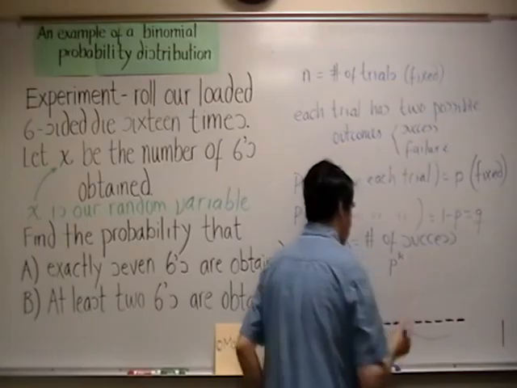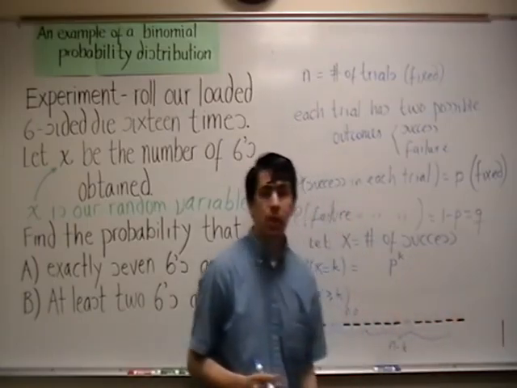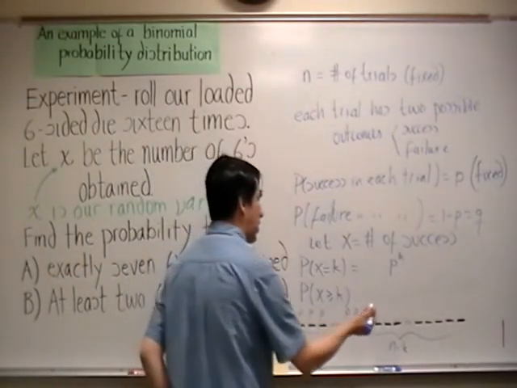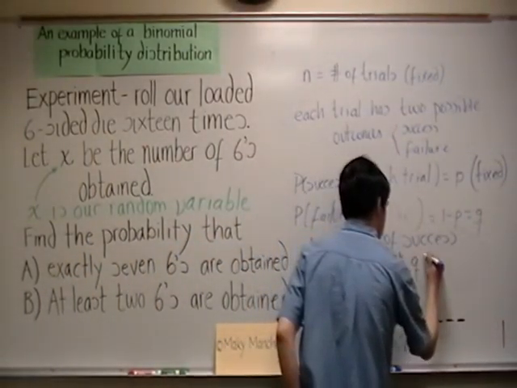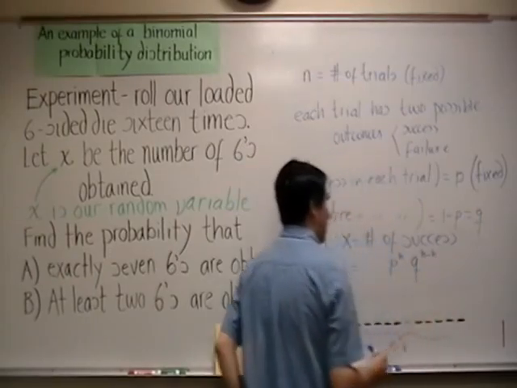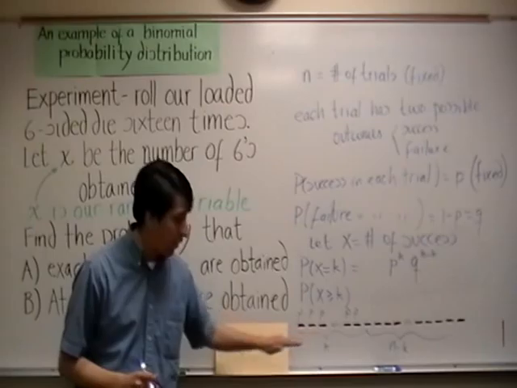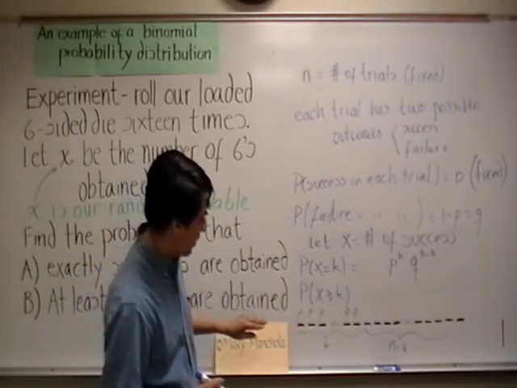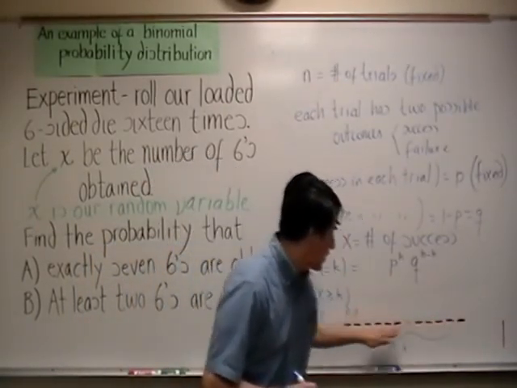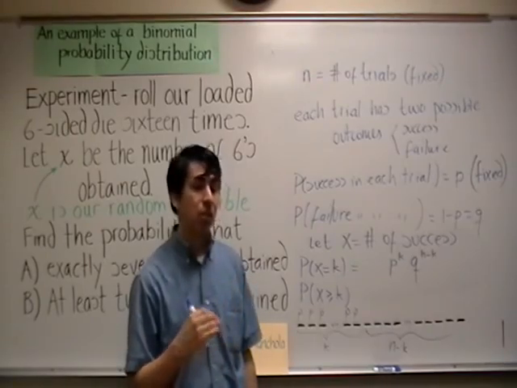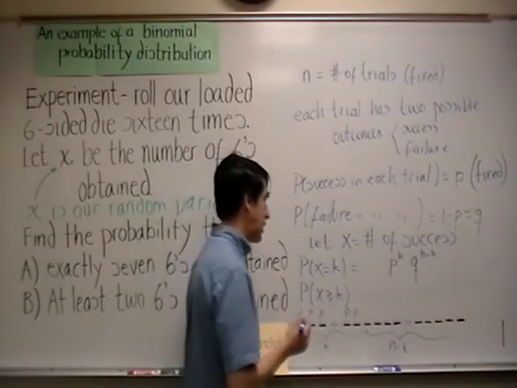P to the k power. The remaining ones are non-successes. The probabilities in each case are q's. How many of them? N minus k. Now, how many outcomes like this are there? Well, you have to ask the question: I have n spots and I want to place k successes in these n spots. The number of ways of doing that is n choose k.